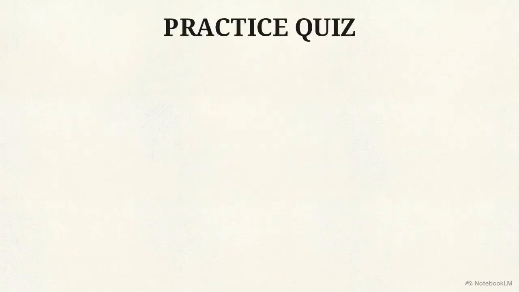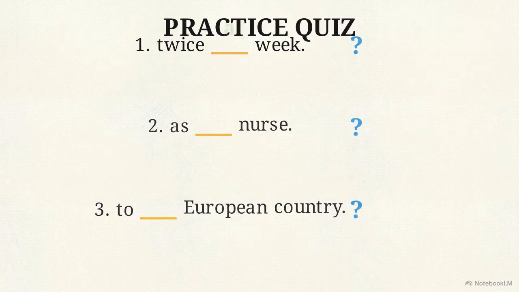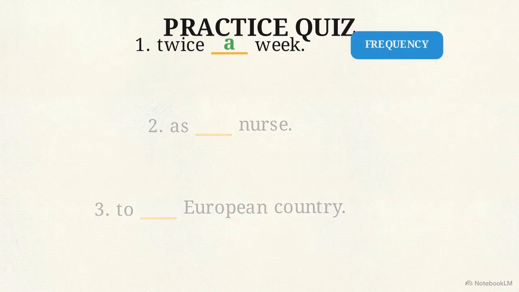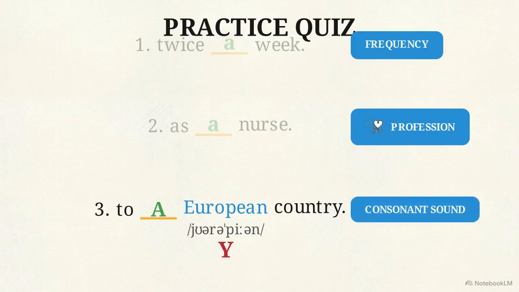Let's apply these phonetic and countable rules in real time. Fill in the blanks. He visits twice a week. She works as a nurse. I traveled to European country. The solutions: twice a week for frequency. She is a nurse for a profession. And a European country, because European begins with the consonant Y sound.